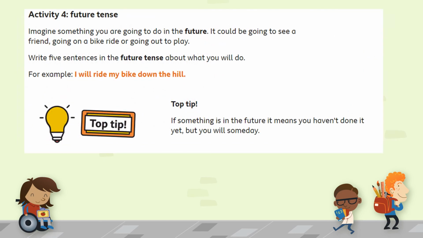Activity 4, future tense. Imagine something you are going to do in the future. It could be going to see a friend, going on a bike ride, or going out to play. Write 5 sentences in the future tense about what you will do. For example, I will ride my bike down the hill. So having this modal verb will is really important when you're writing in the future tense.